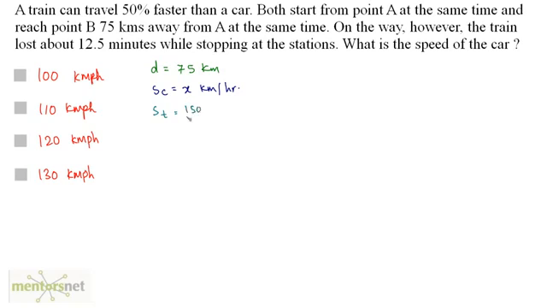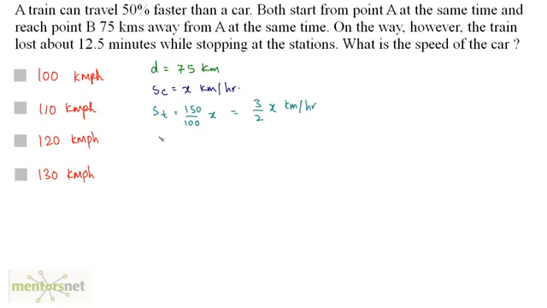So 150 by 100 of x, and that is equal to 3 by 2 x kilometers per hour. That's the speed of the train. Now it has been given that both the train and the car reach the destination at the same time, which means that the time taken by the car is equal to the time taken by the train.